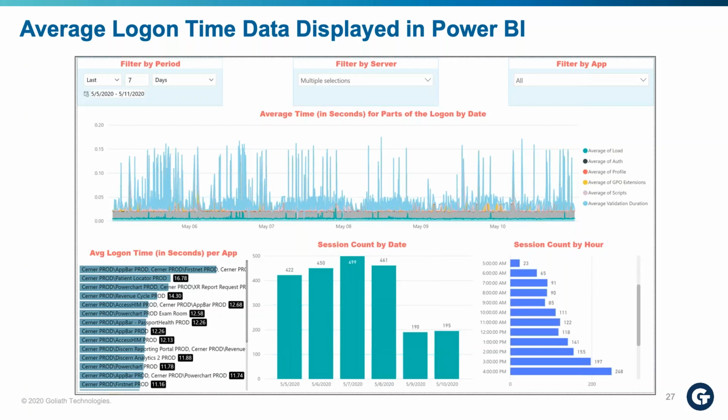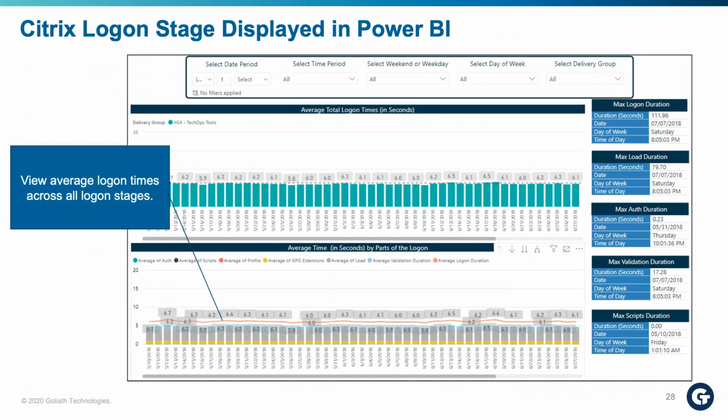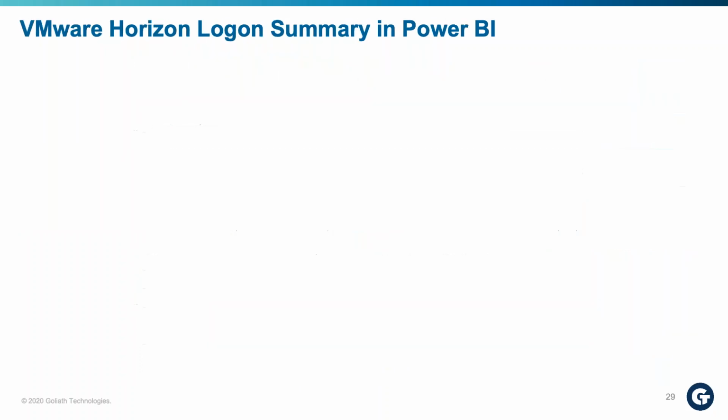Here's another one that gives you that same detail, but over a longer time period, where you can take a look at things like max logon time or average logon times for the different stages as well. And you can create and manipulate these in ways that can be sent out to management that are more graphically pleasing, so that, again, you can make those decisions leveraging the actual data that is being collected.